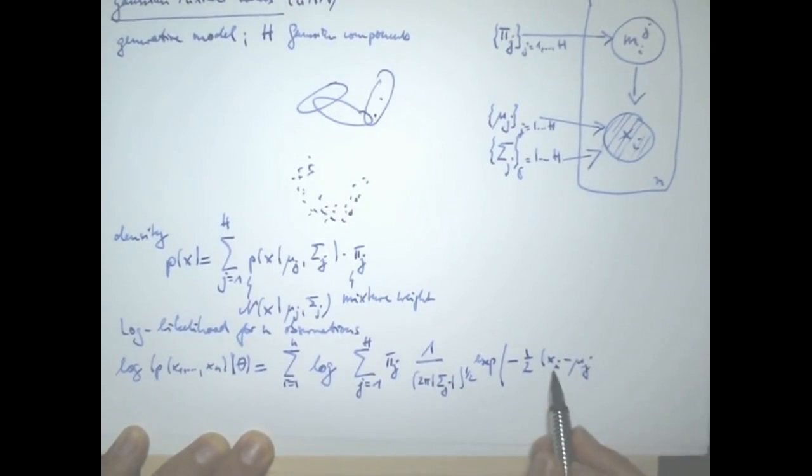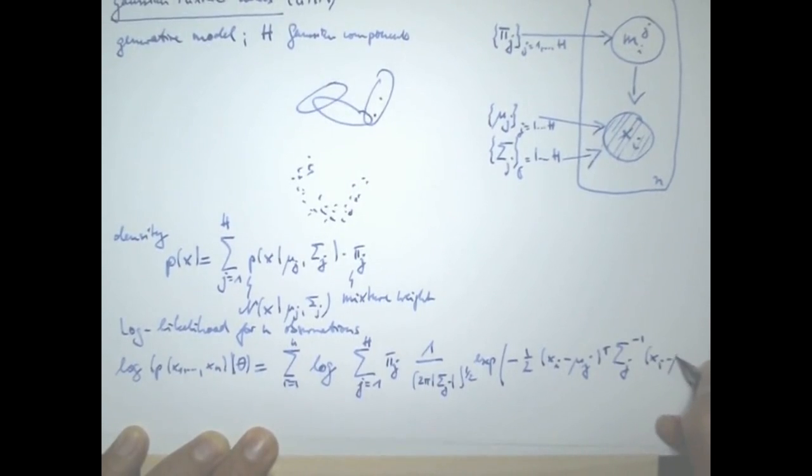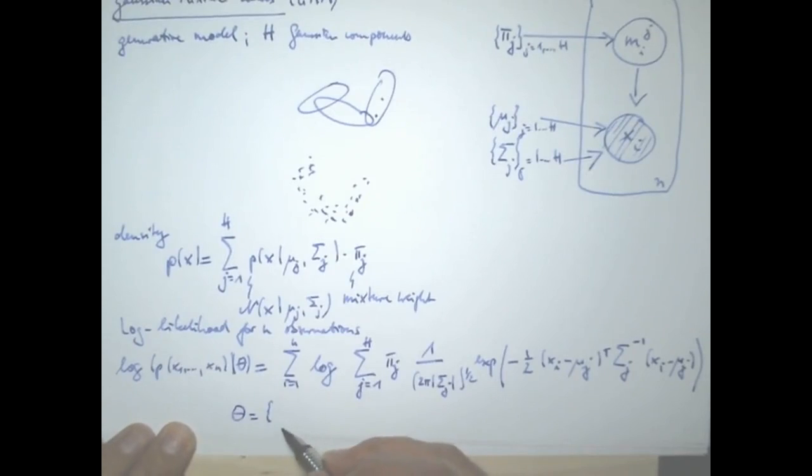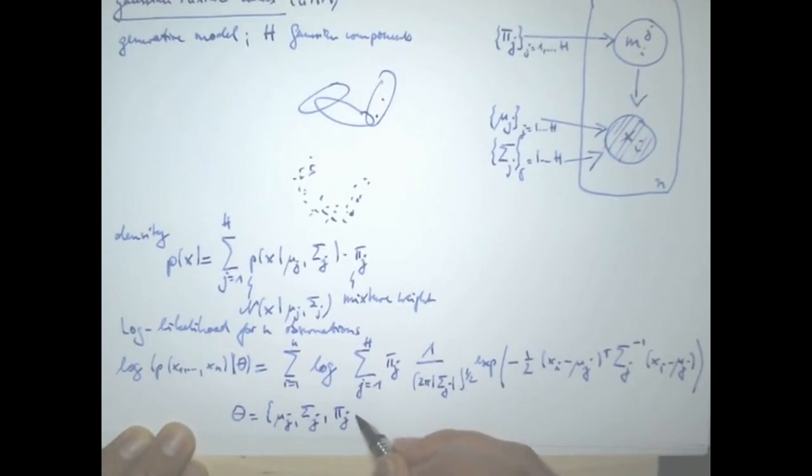So I evaluate the distance between the ith observation and the jth Gaussian center. Okay, and theta here is the set of all my parameters, so it's all the mu j and the covariance matrices sigma j and these mixture weights pi j, where j runs from 1 to h for a total of h components.